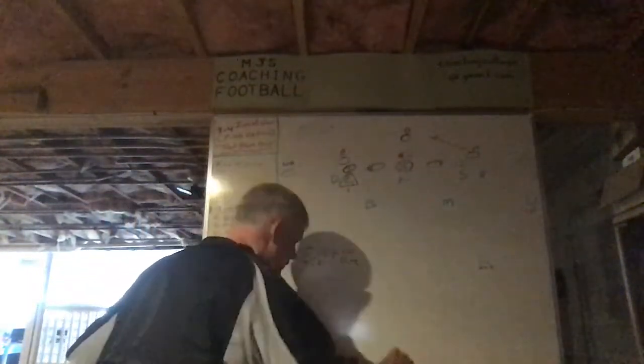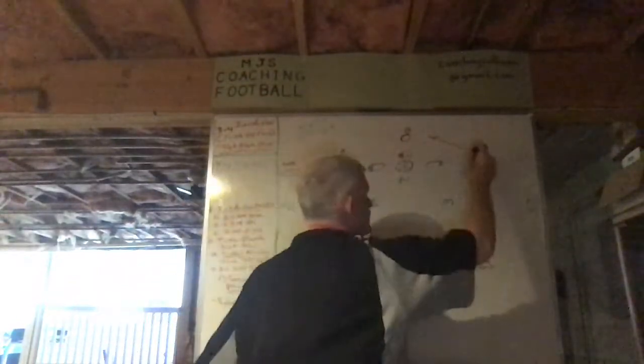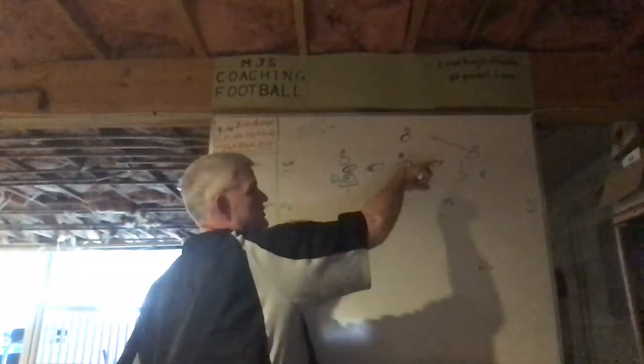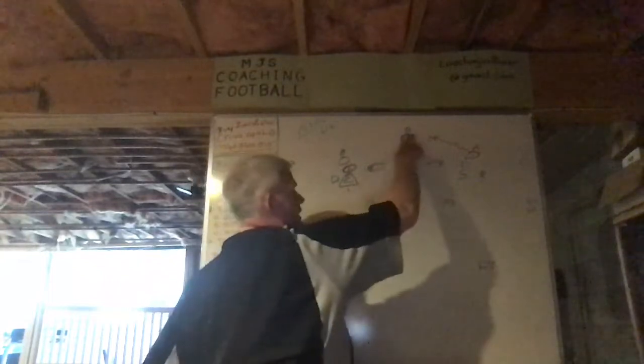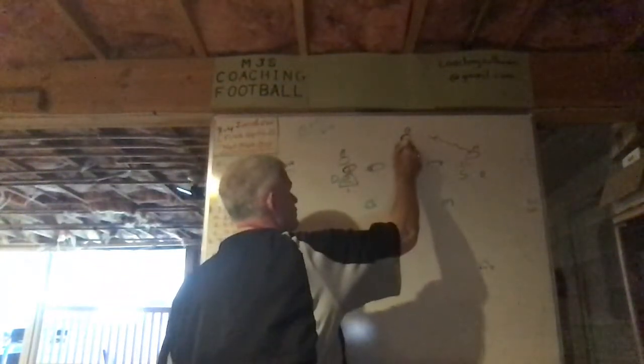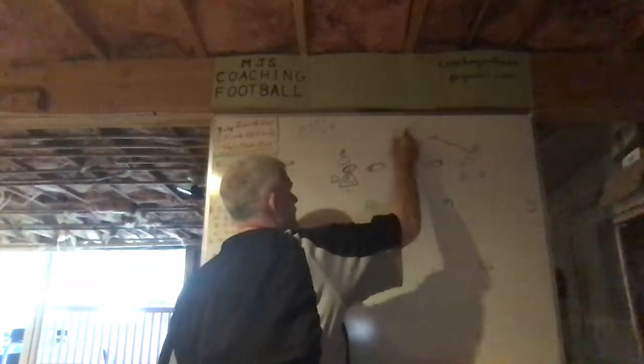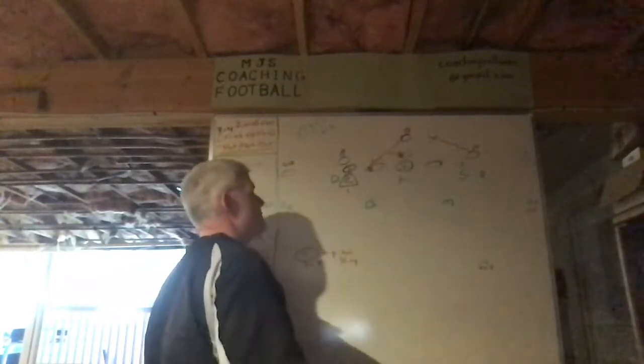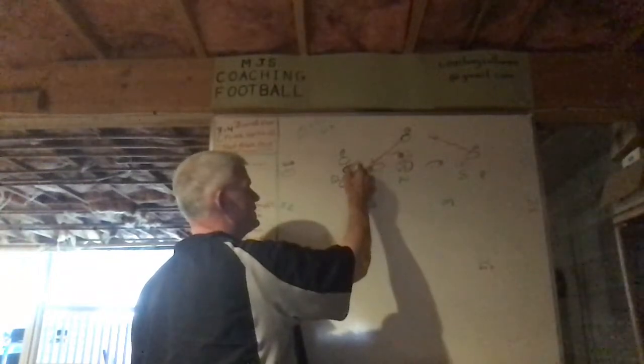So what I have here is the opposite A back going in his motion through the butt of the B back, because this is the direction of the inside Veer. So this is the dive key.